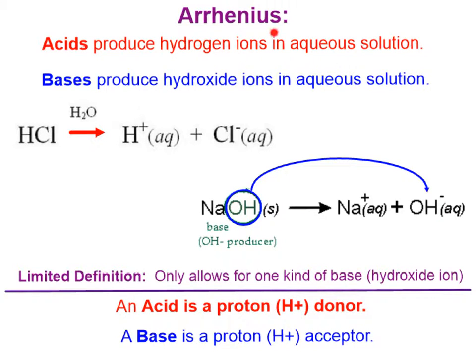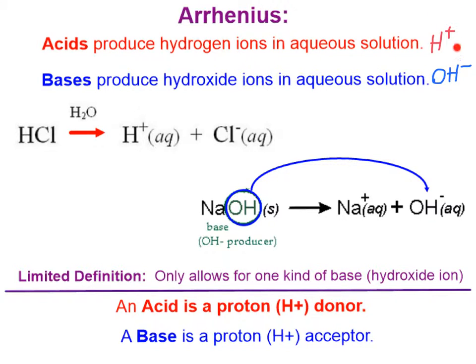The Arrhenius definition was named after a scientist who came up with this idea. Acids produce hydrogen ions in aqueous solutions. Aqueous solutions just mean when they're dissolved in water. Aqueous means dissolved in water. Bases are going to produce hydroxide ions when they are dissolved in water.